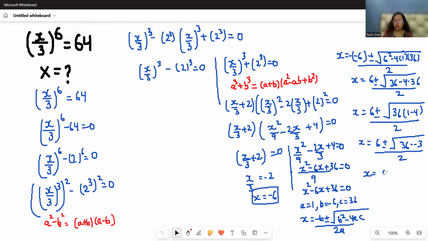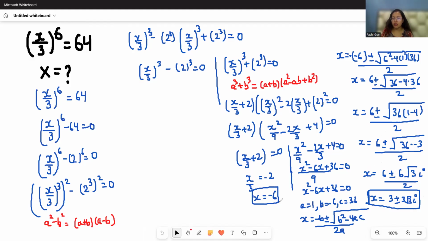So x equals 6 plus minus, this becomes 6 root 3 iota by 2. If I take 2 as common, it's 3 plus minus 3 root 3 iota. So these are the two values of x and one is here, minus 6. So we have three values.